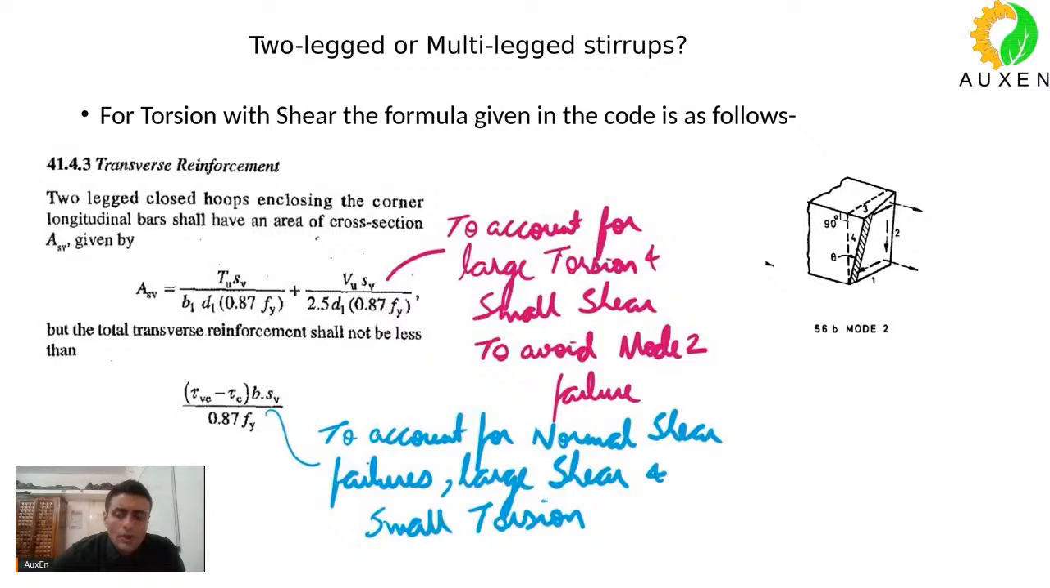So to account for normal shear failures, typically in cases when you have large shear values and relatively small torsional values. Okay. So this is the reason why two different formulae are given to you. Whichever gives you the higher steel, that steel has to be provided. So the first formula is for cases of large torsion and relatively low shear. The second formula is given for large shear and relatively small torsion.